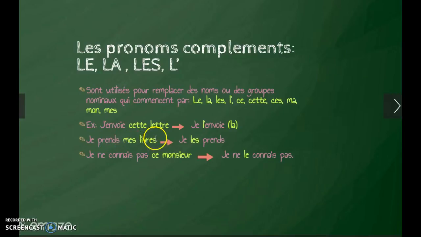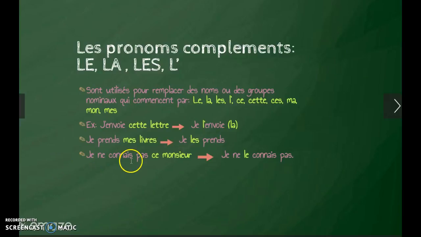I take my books, so I'm going to replace my books, mes livres, by one of these, and I'm going to choose les. Yes, that's because I have a plural noun here, and I'm going to put it into my sentence so it looks like this. Je les prends, I take them.